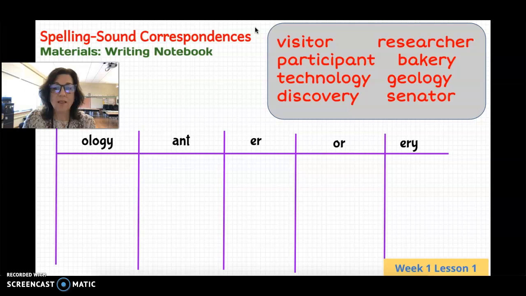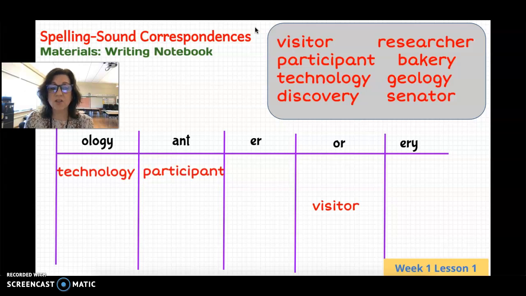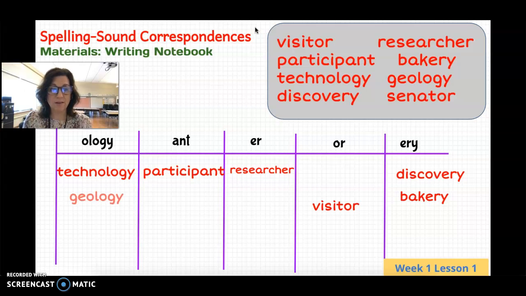All right, welcome back. Let's take visitor. It has OR at the end. Then we've got participant. Technology, we've got the ology. Discovery, the ERY, which the root word would be discover. Researcher, bakery, geology, and senator. How many of you got those right? Of course. Good job.